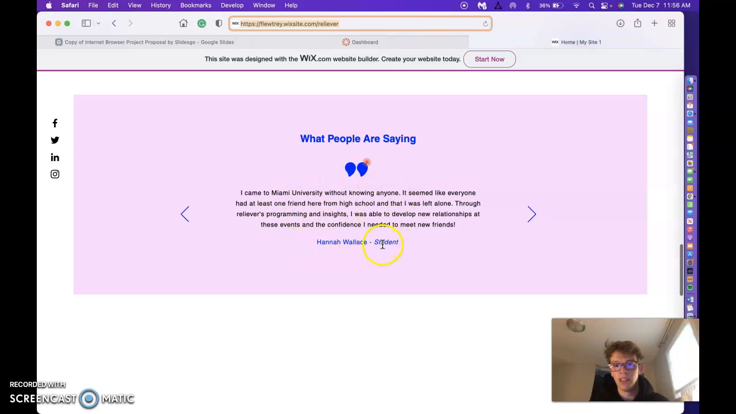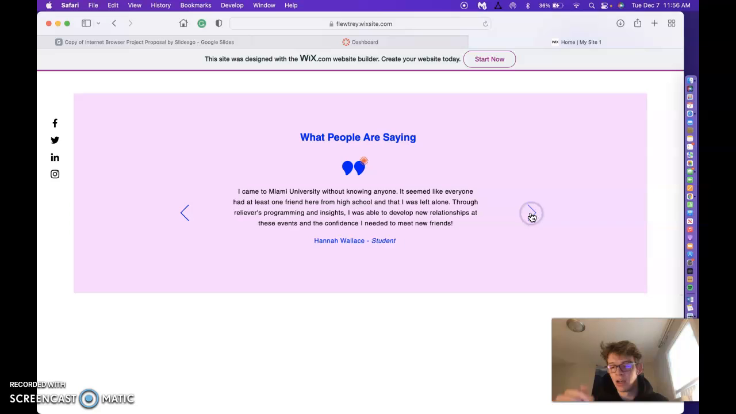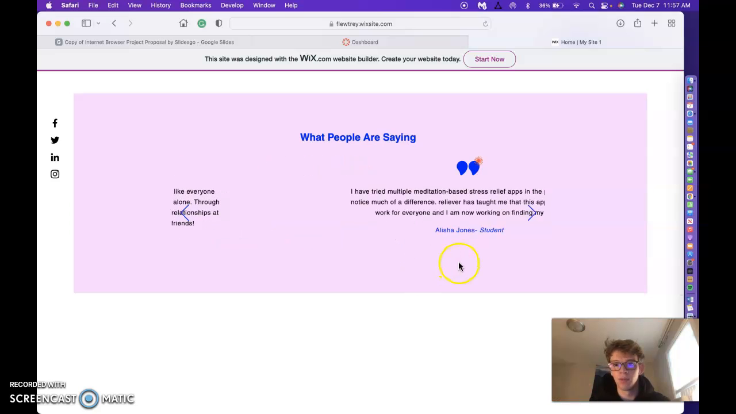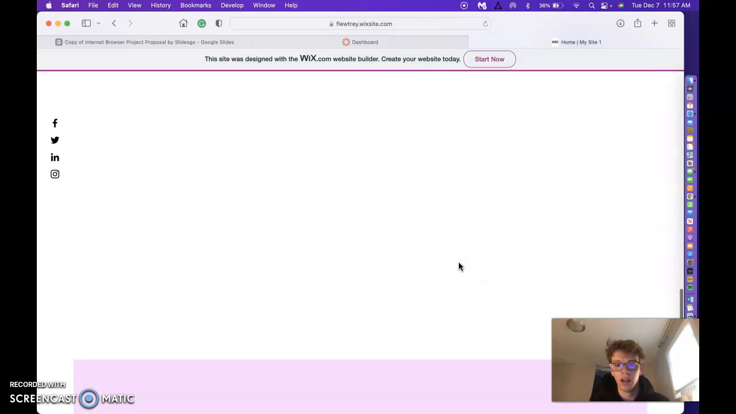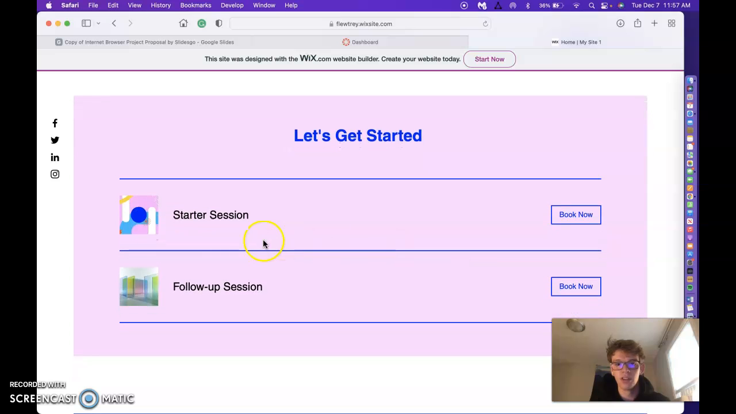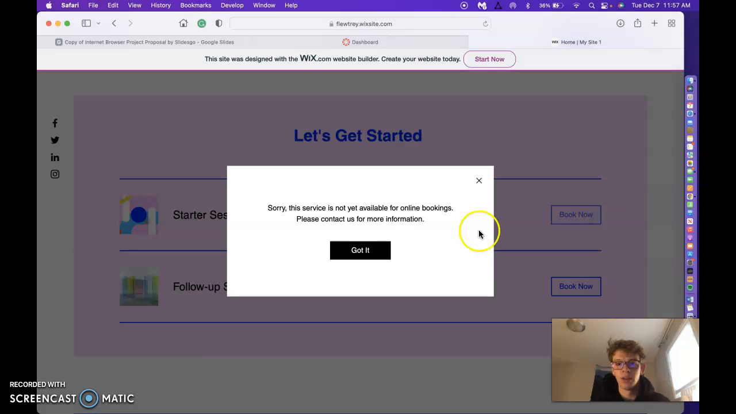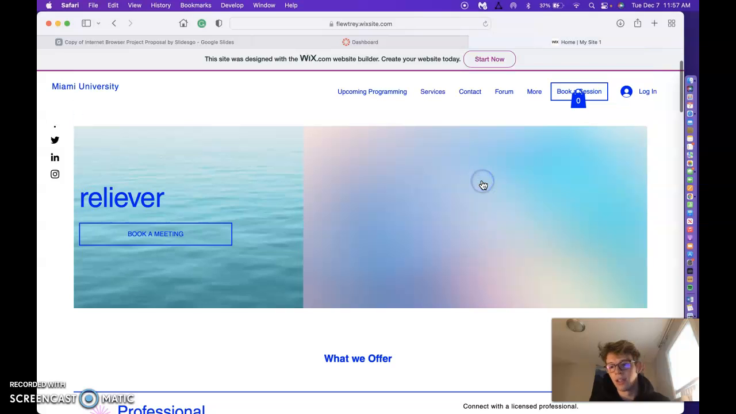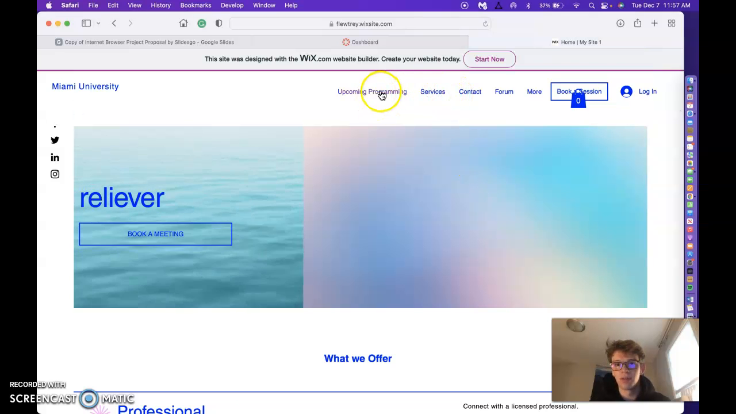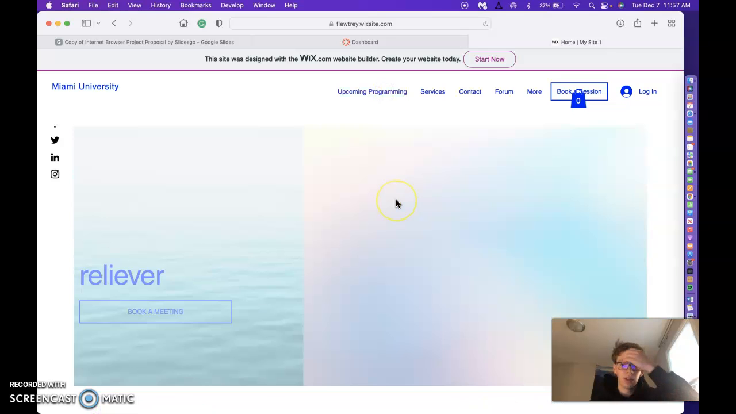Here are some of the quotes I made based off the user personas. I'm gonna also have this linked. I'm kind of gonna really speed through this. Here's direct booking, start a session, follow up session, very straightforward. Go to book now. Well, it's not fully set up for online bookings, but I'm gonna go to, okay, here we go.